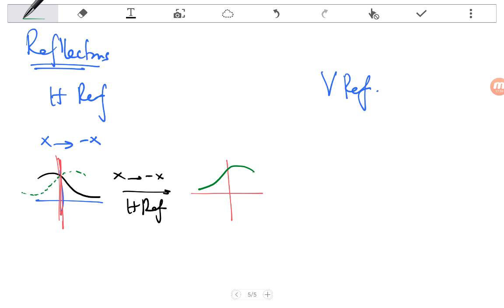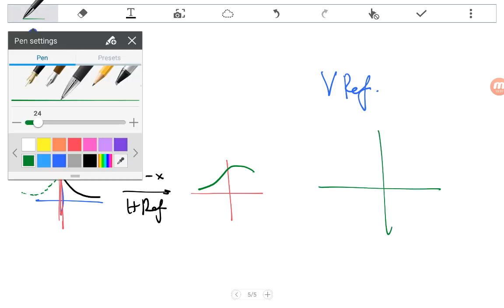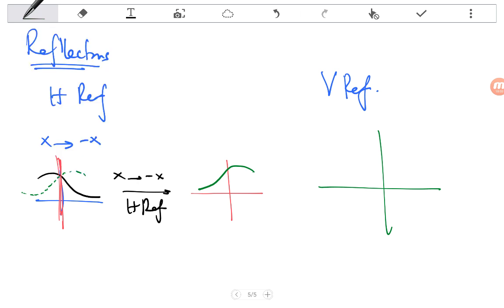What is vertical reflection? Now this is a vertical operation, so it will be on the whole function. If I multiply the whole function by a negative sign, that would be called a vertical reflection.